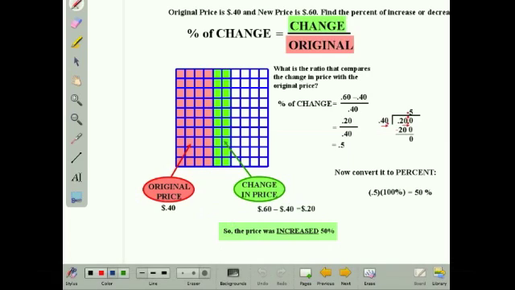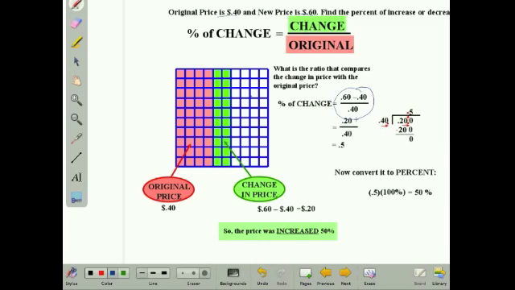So in this example, we've got the original price is 40 cents and the new price is 60 cents. We need to find the percent. So I'm looking up here. My original is 40. My new price is 60. I'm going to calculate 60 and subtract from 40. That's my original and my new change. I've gone up from 40 cents to 60 cents, so my change is 20 cents.